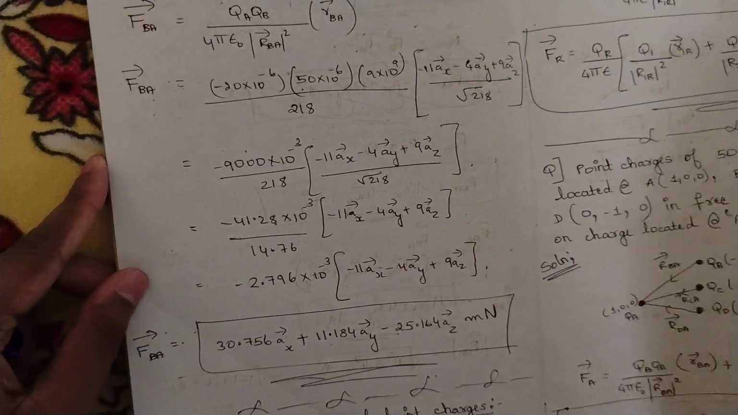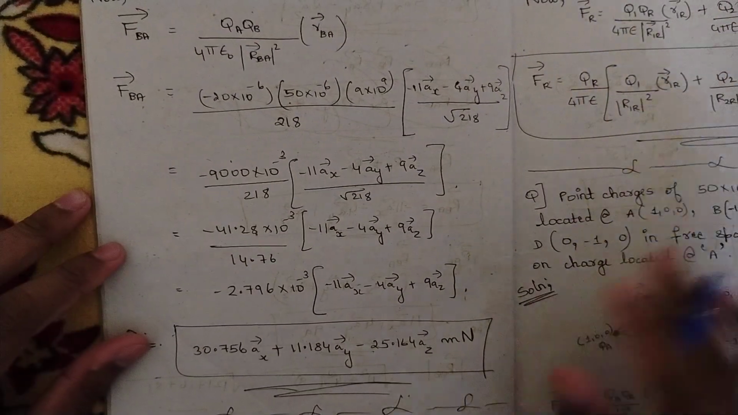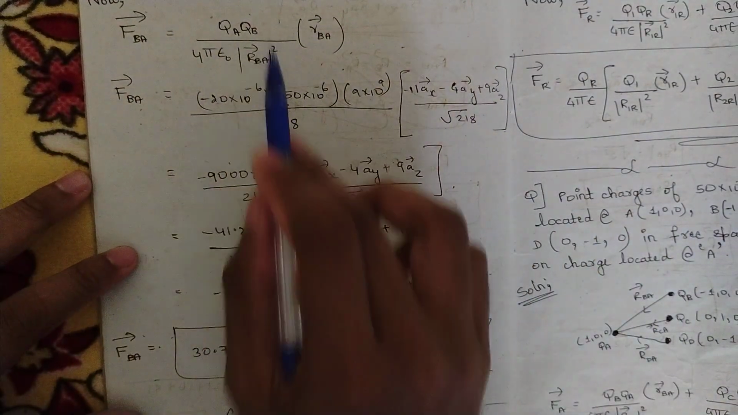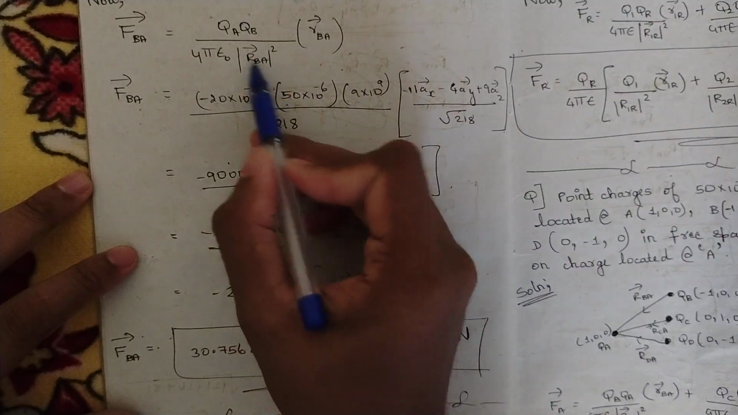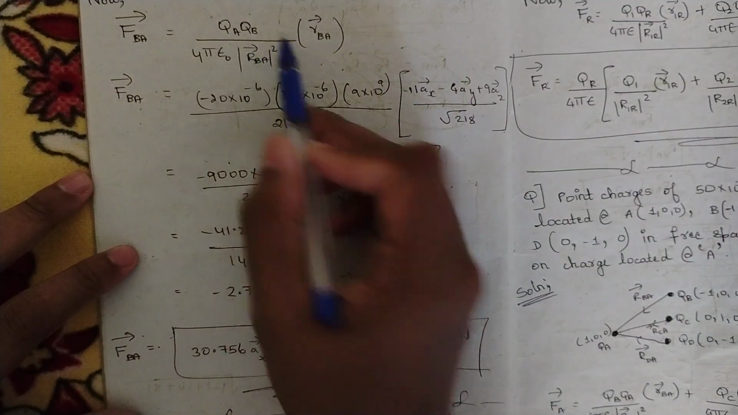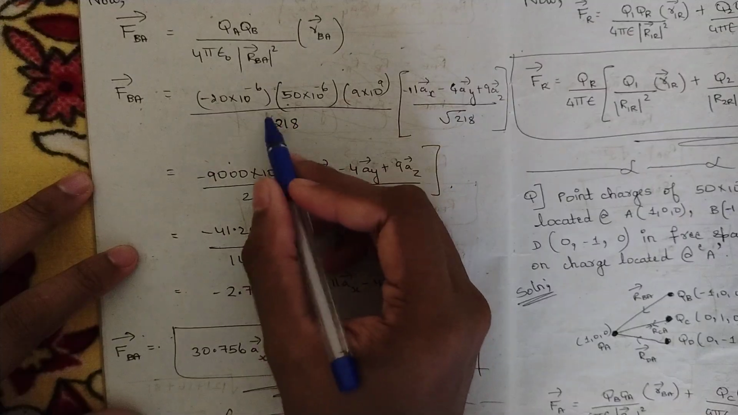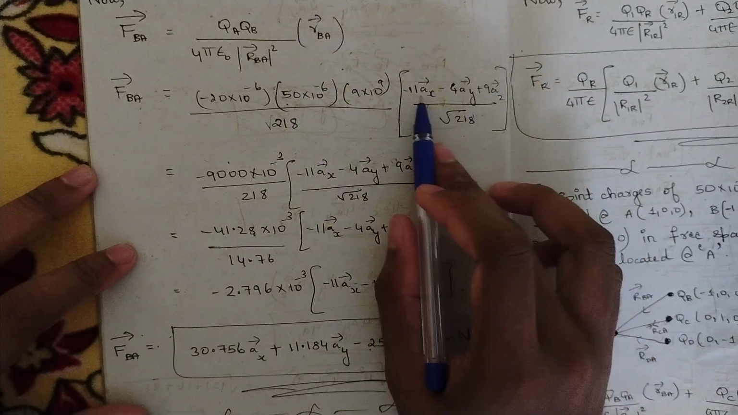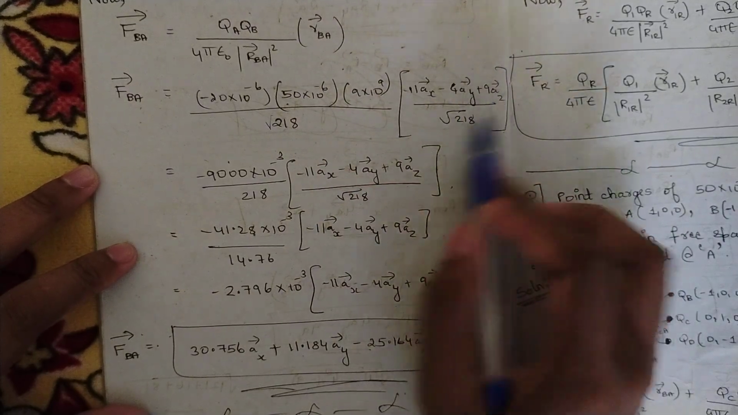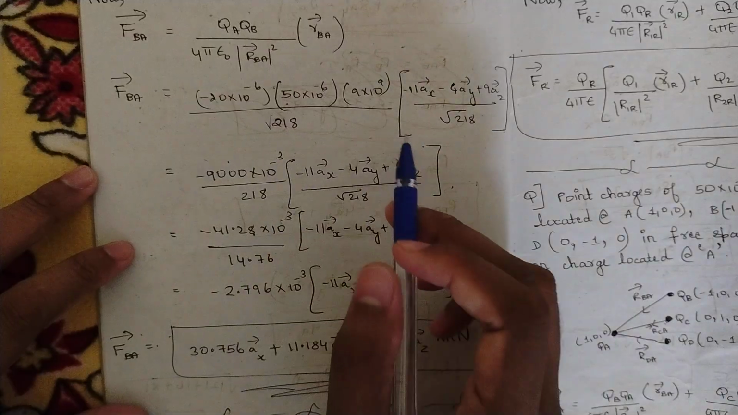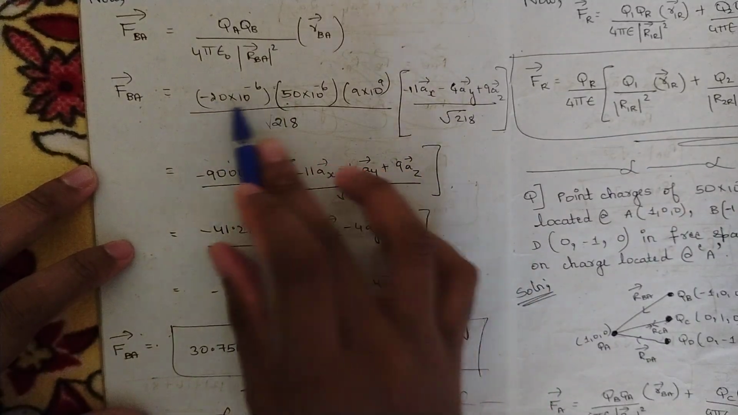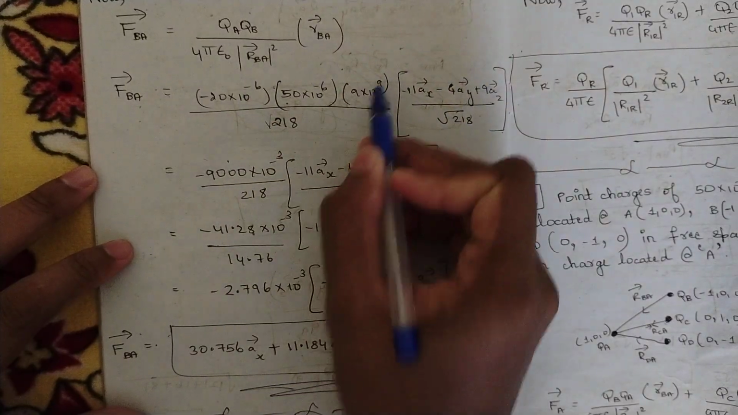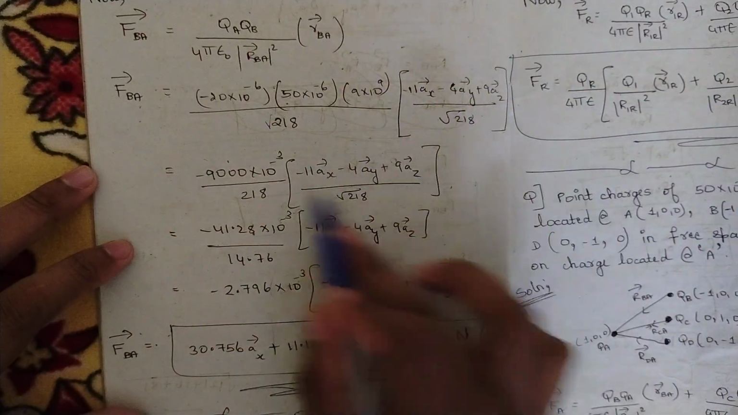Now substitute the values one by one, as mentioned here. 1/4 pi epsilon naught is written as 9 into 10 power 9. Substitute the QA QB values, divided by the magnitude of RBA squared. We have the square root of 218, and with the square, the square and square root get cancelled, so we are left with 218, and the unit vector RBA is given as 11AX minus 4AY plus 9AZ divided by root 218. Then multiply 20 into 50 into 9, that is minus 9000 into minus 6, which is minus 12, minus 12 plus 9 is minus 3, divided by 218, and this term here.